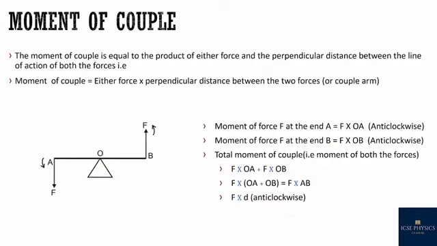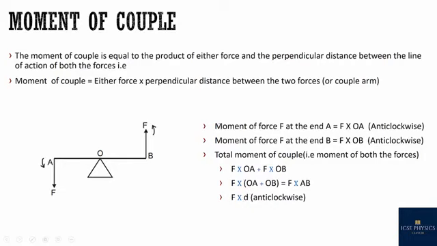So what is the moment of a couple? The moment of a couple is equal to the product of either force, one of the forces, and the perpendicular distance between the two forces. Here what will it be? It will be the moment of the forces, one of the forces F, you can take this one or this one, into the distance, that is AB, or I have written it as D.